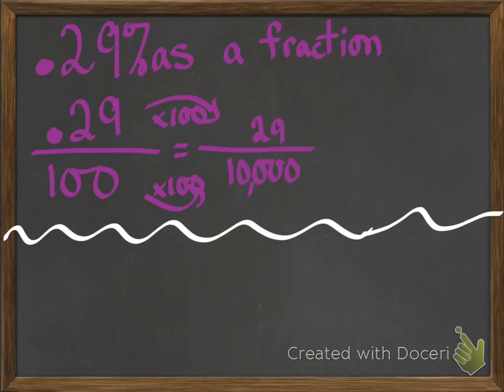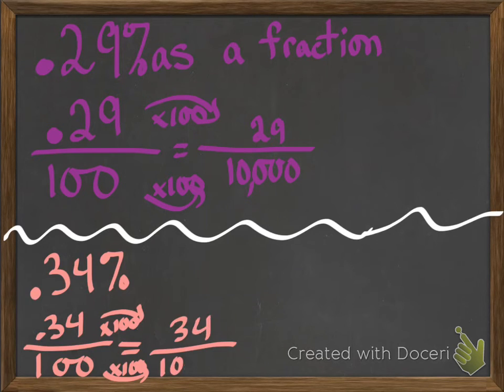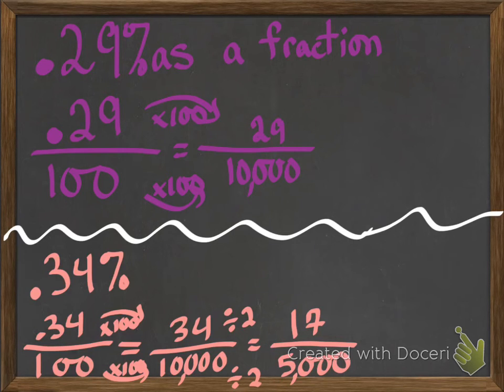All right, so let's look at a different example. If I gave you 0.34%, I want it as a fraction. Well, 0.34% means 0.34 over 100. I'm going to multiply my numerator and my denominator by 100 to give me 34 over 10,000. What can you pull out of both 34 and 10,000? Well, you can pull a 2 out of both. So if I divide 34 by 2, I get 17. 10,000 divided by 2 is 5,000. Anything you can pull out of both? Nope, so you're done.